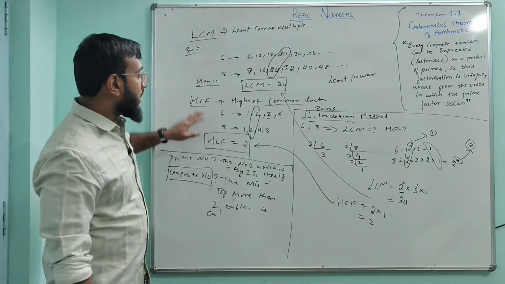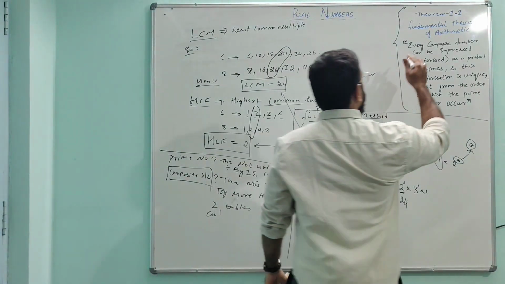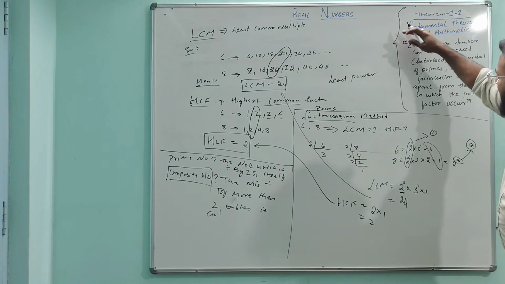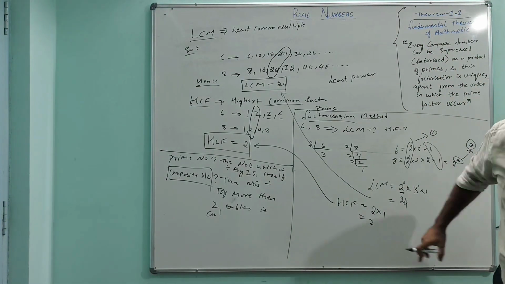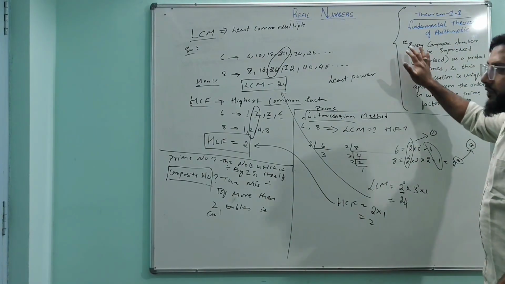Hope you got this. Now we will come to theorem 1.1. What is it? It looks very lengthy. It's easy, very easy. We'll read it little by little. Every composite number.